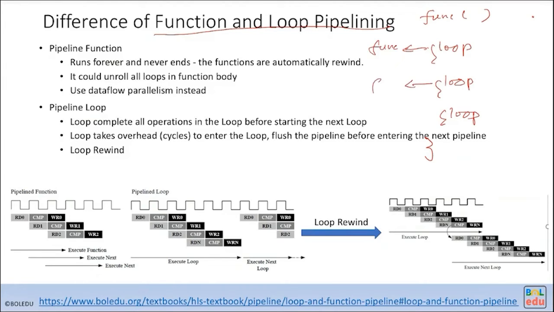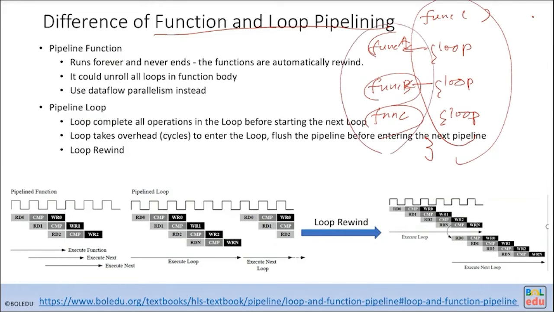Each loop becomes a function: function A, function B, and function C. And you call function A, function B, and function C. When you write the C code either in this way or in this way, actually the compiler synthesis performs differently, and the performance is different, and the resource usage is different too.